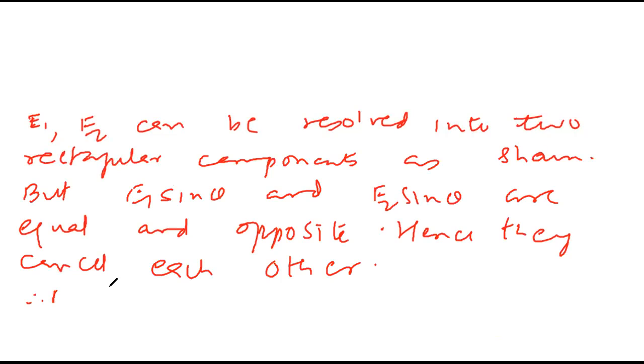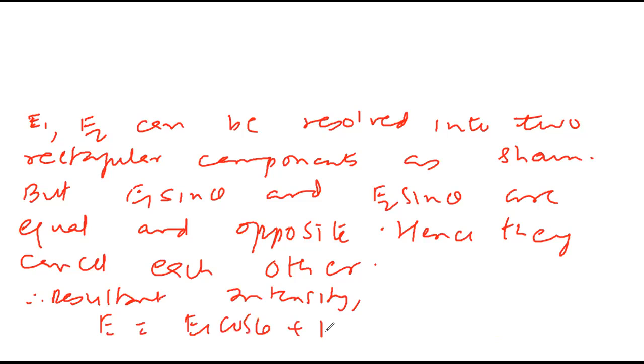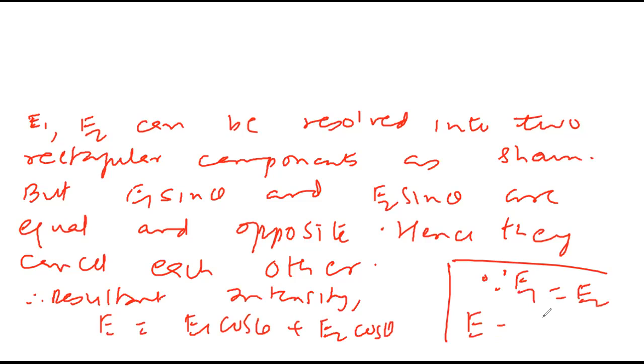Therefore, resultant intensity E will be E1 cos theta plus E2 cos theta. Since E1 is same as E2, E will become 2 times E1 cos theta. Please complete till this. E is 2 times E1 cos theta.